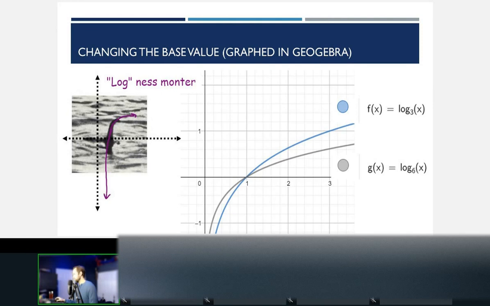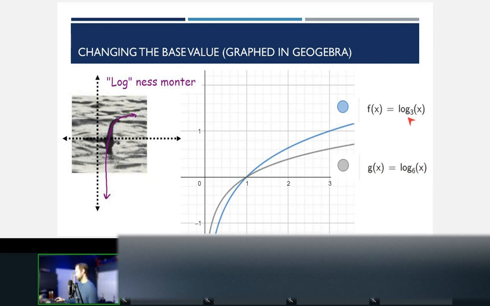Okay, now the graphing part. All right, we got plenty of time. So the Logness monster creates this graph. We saw that on the graph we did in Desmos at the beginning of class. This is showing 2 different functions. We have f of x equals log base 3 of x, and then this gray line is g of x equals log base 6 of x.